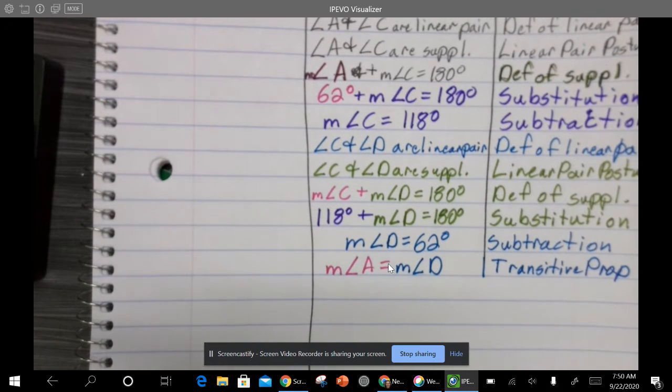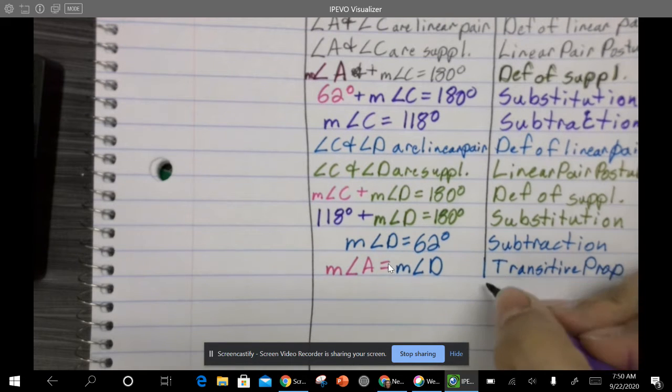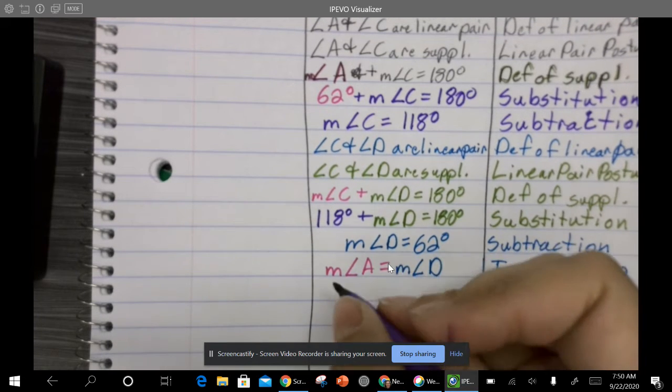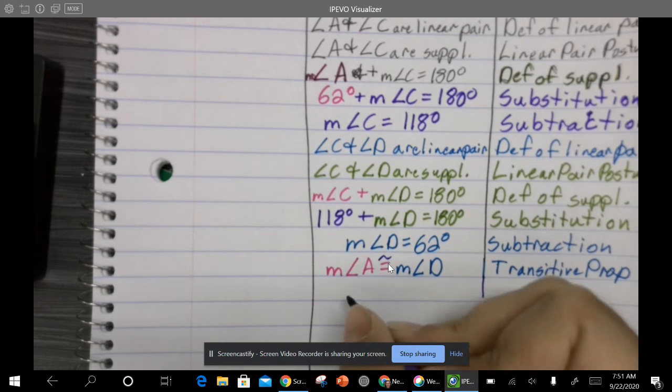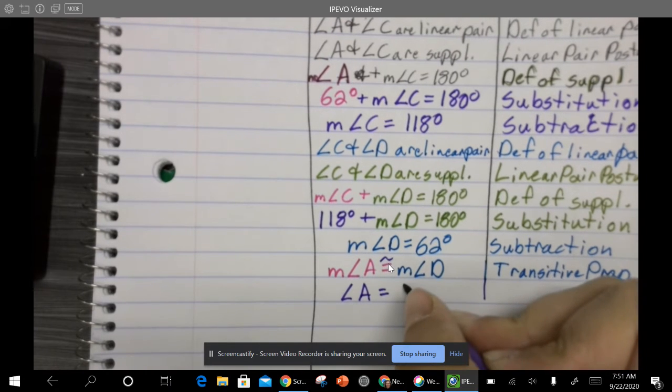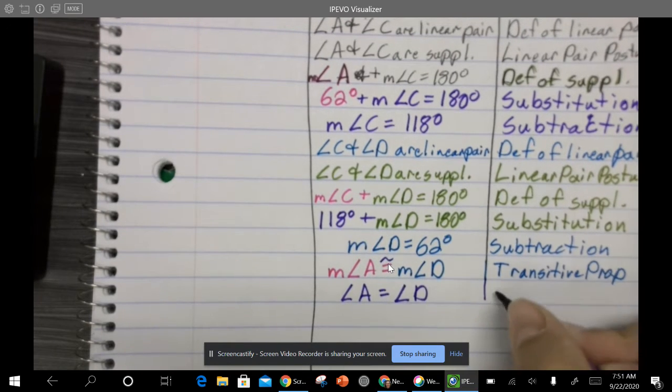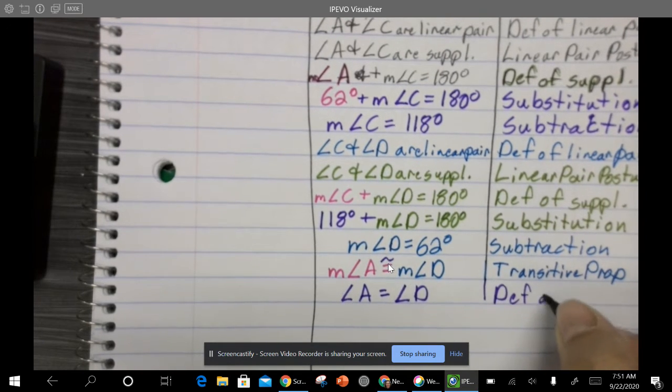So that also means that angle A, okay, they are congruent to each other. So it means that angle A is equal to angle D by definition of congruent. So they have the same measure.